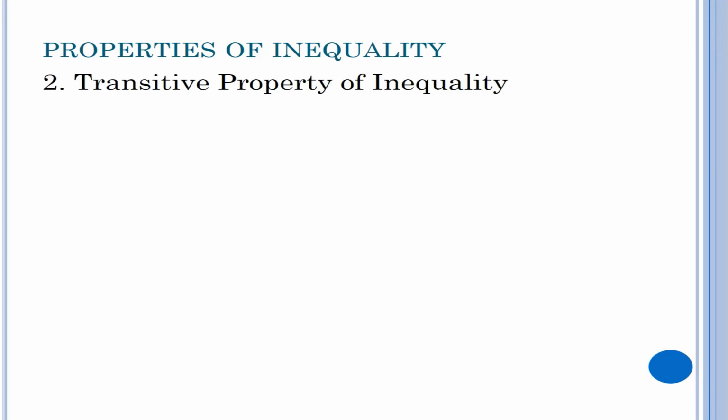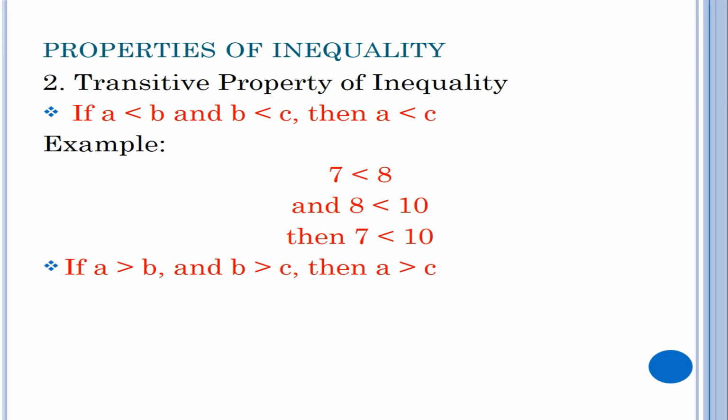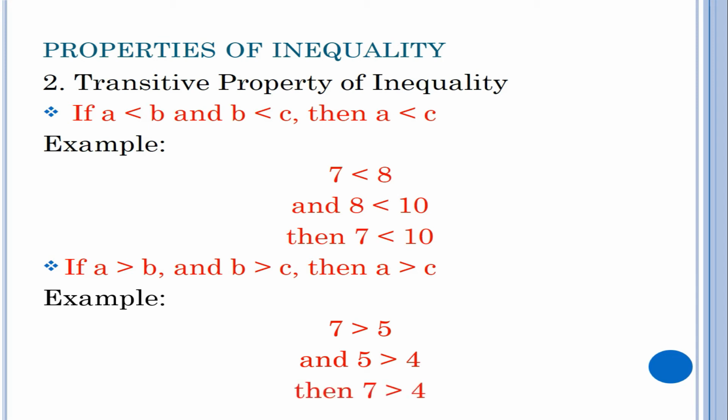Second property of inequality is the transitive property of inequality. So if A is less than B and B is less than C, then A is less than C. So for example, we have 7 less than 8 and 8 is less than 10, so we can say that 7 is less than 10. And then another, if A is greater than B and B is greater than C, then A is greater than C. So for example, 7 is greater than 5 and 5 is greater than 4. So we can say that 7 is greater than 4.